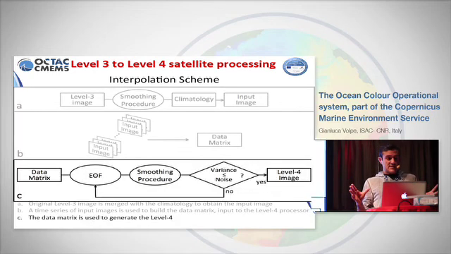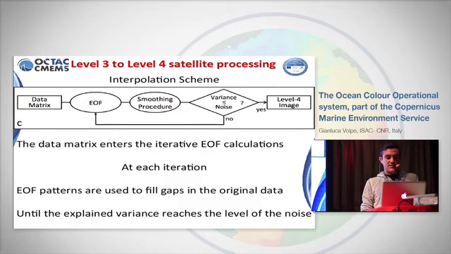So this data matrix is given to the level 4 processor and is used to generate the level 4. The data matrix enters the iterative EOF calculations, and at each iteration, the EOF patterns are used to fill the gaps in the original observations, until the variance explained by the current mode reaches the level of the noise. So we don't want to overfit our data, so as not to introduce a kind of salt and pepper effect in the output image.